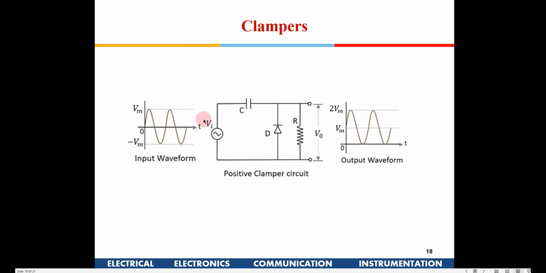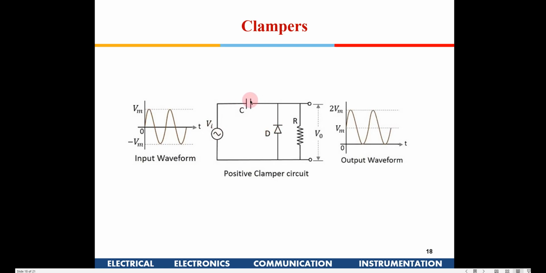If you take one more example, a sinusoidal signal is given here. Now you have a capacitor, a diode which is placed with cathode on top, and a resistor. During the positive half cycle, this diode will be reverse biased. In the negative cycle, this diode will be forward biased, so the current will flow in this direction, and this capacitor will get charged to Vm, the maximum signal.